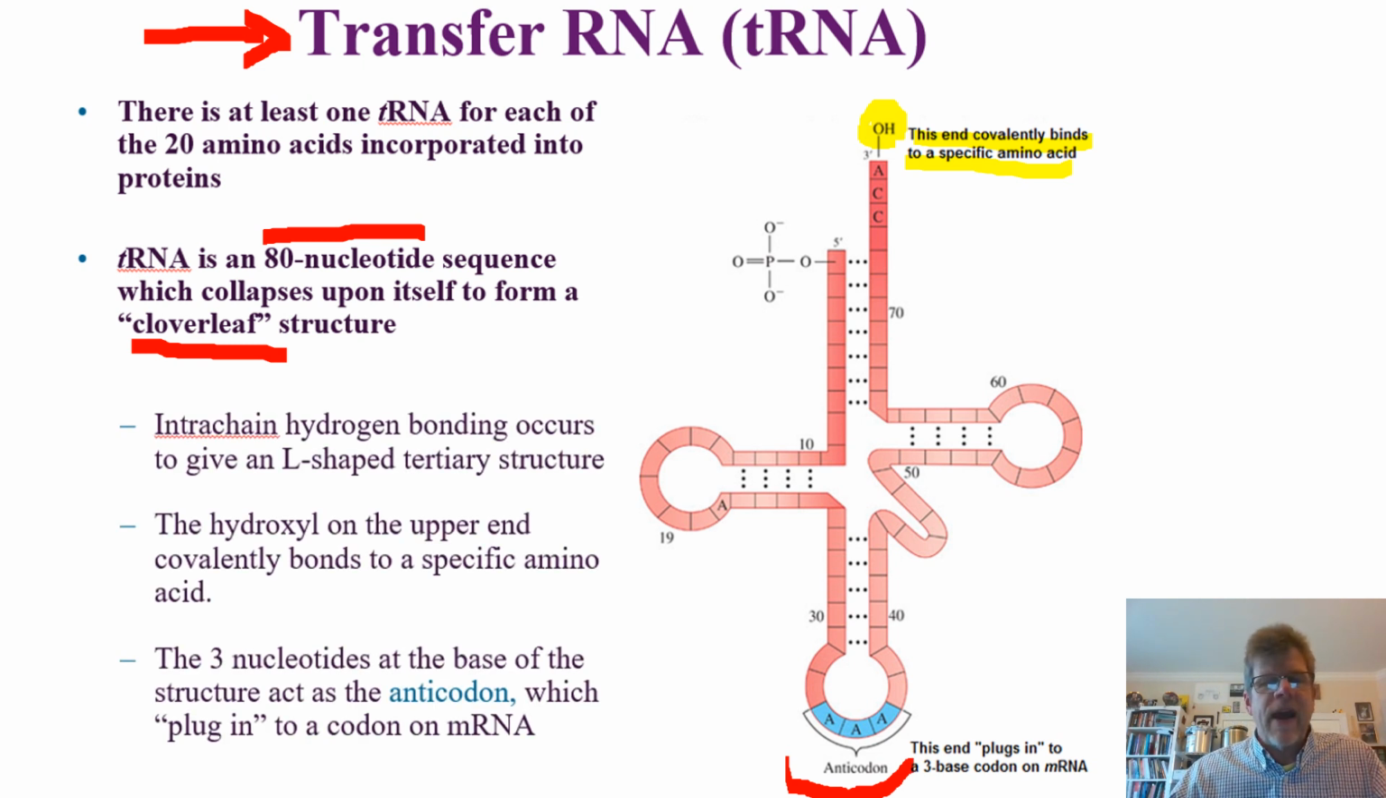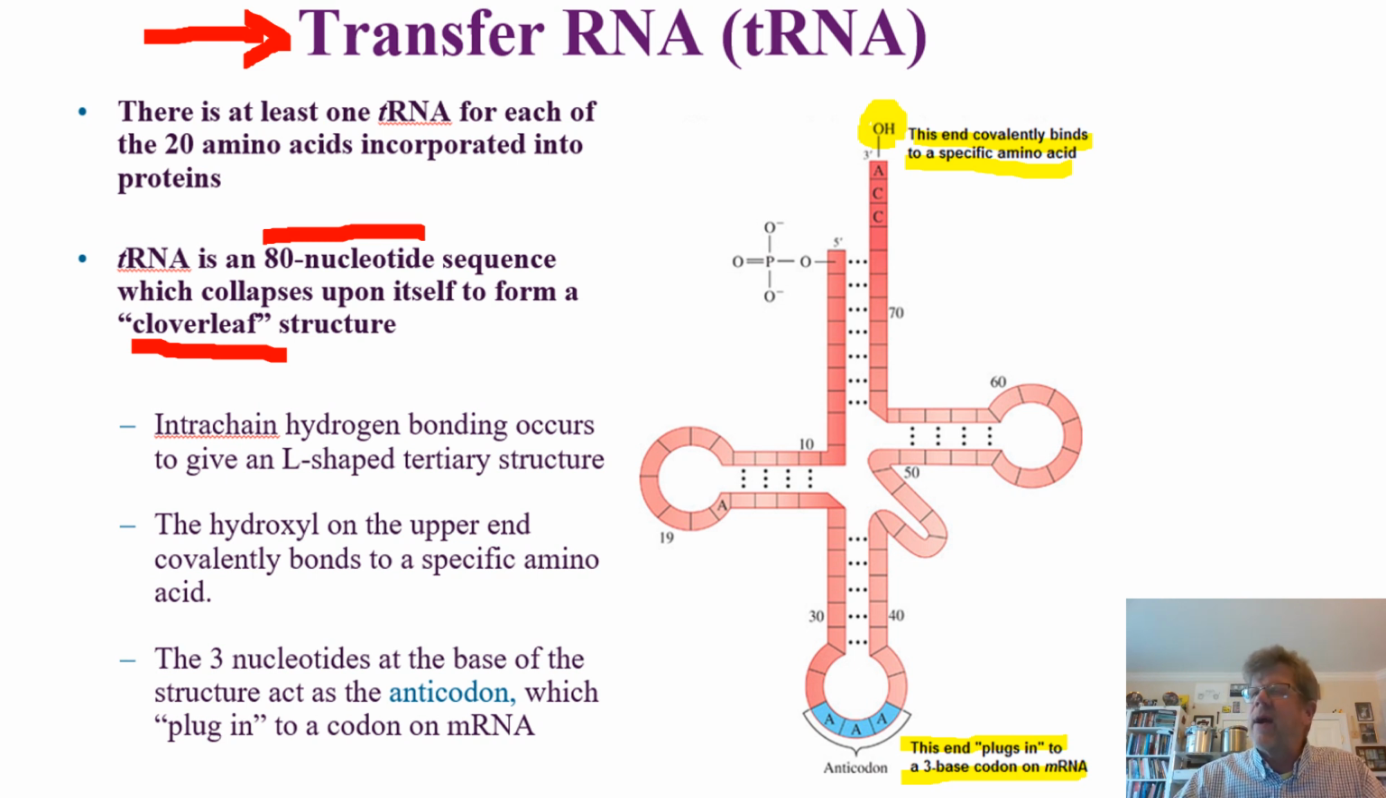So on the bottom, we have something known as the anticodon. Remember in the previous slide, we had talked about the codon, the three nucleotide sequence on the messenger RNA. Well, on the bottom of our transfer RNA, we have what is known as an anticodon. And if we look carefully at the reasoning for this, the anticodon, those three specific nucleotides, plug into the 3-base codon on the messenger RNA.